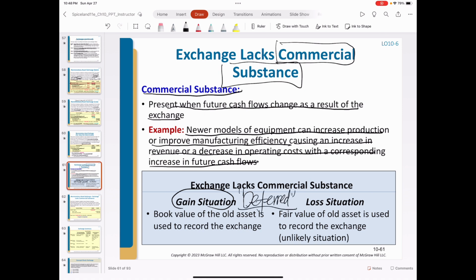Since the exchange lacks commercial substance, it does not improve the company's profitability and future cash flows. So it loses the basis for us to recognize a gain for the company. So all the gain will be deferred. The book value of new assets will depend on the book value of old assets plus cash payments. And it doesn't matter for loss situations.